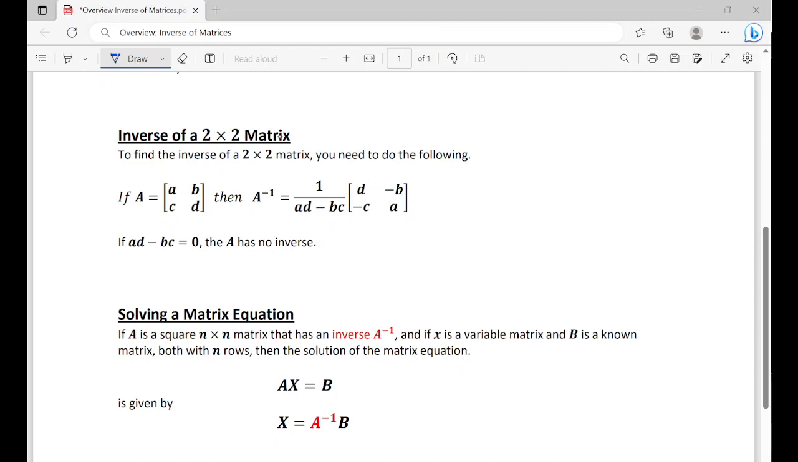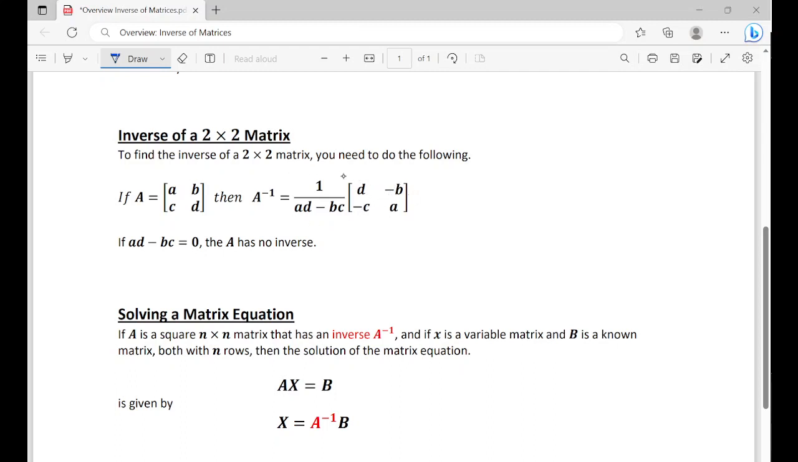The inverse of a 2 by 2 matrix. To find the inverse of a 2 by 2 matrix, you need to do the following. If we have A being some matrix, in this case a 2 by 2 with entries A, B, C, D, then A inverse can be computed as 1 over A times D minus B times C, times the matrix D, negative B, negative C, A. So essentially you're taking your 2 by 2 matrix and switching A and D, and then changing the signs of B and C.